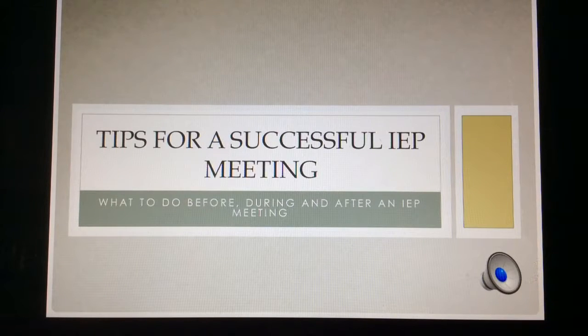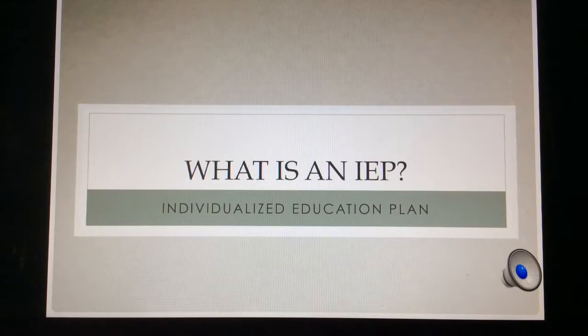What is an IEP? The Individualized Education Plan, also known as an IEP, is a document that is designed specifically for each child to address the student's learning needs. The IEP is created by a team that includes the teacher, the special education teacher, teaching assistant or the EA, the parent, and other professionals who work with the child.